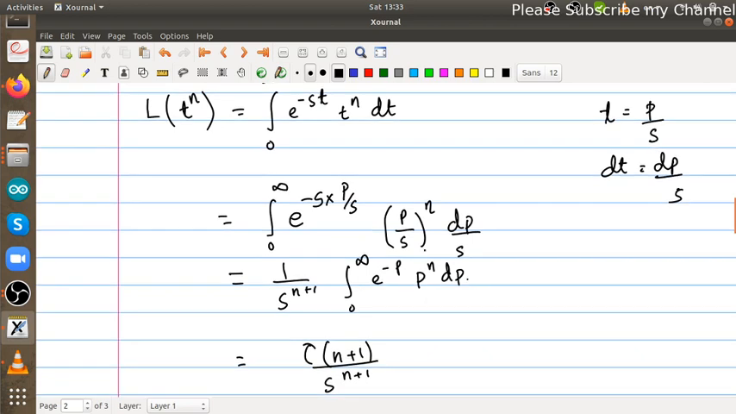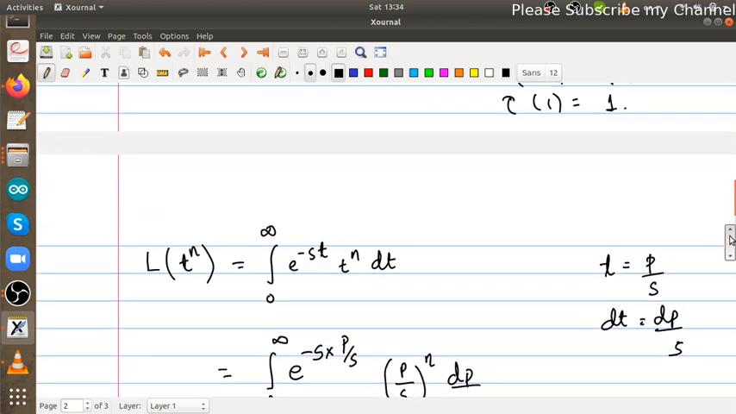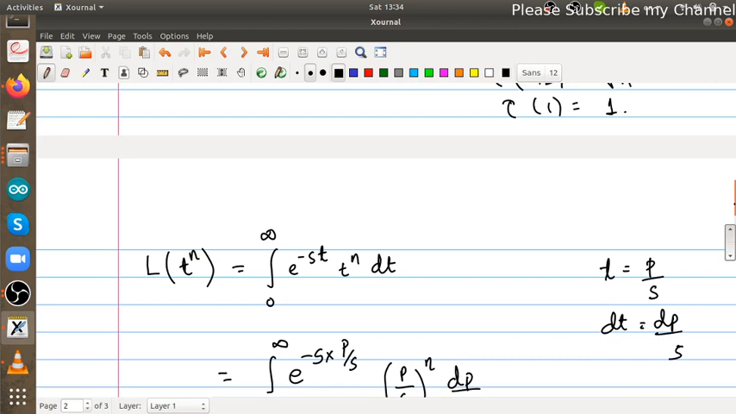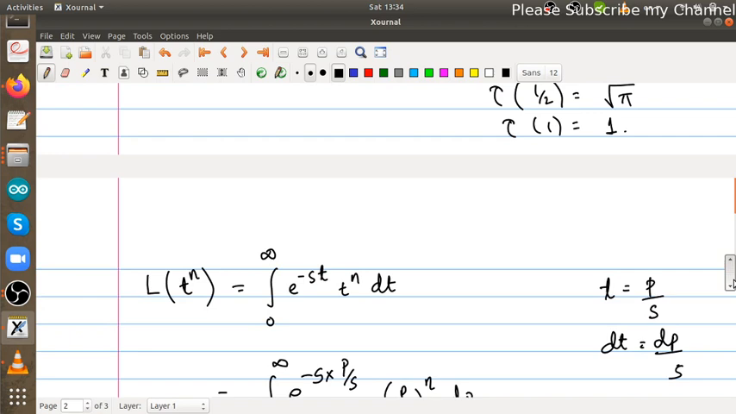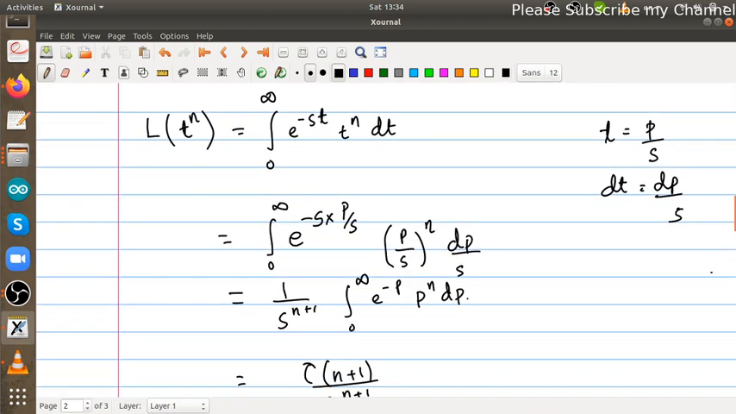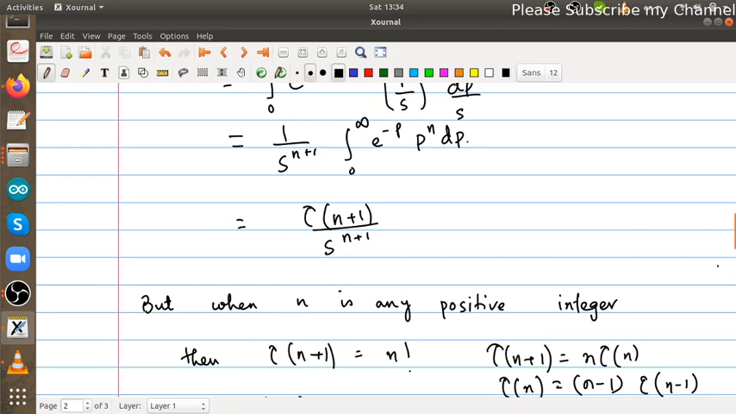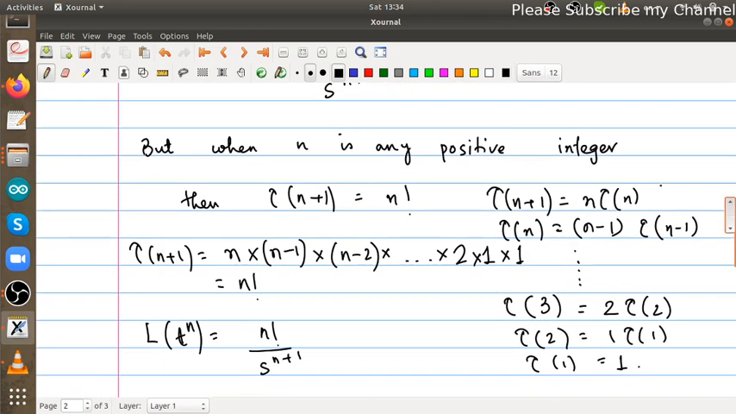Laplace transform of t to the power n, integral from 0 to infinity e to the power minus st, t to the power n dt. Let t equal to p by s, dt equal to dp by s. Integral from 0 to infinity e to the power minus s into p by s, to the power n, dp by s. 1 by s to the power n plus 1, integral from 0 to infinity e to the power minus p, p to the power n dp. Gamma n plus 1 by s to the power n plus 1. But when n is any positive integer, then gamma n plus 1 equal to n factorial.